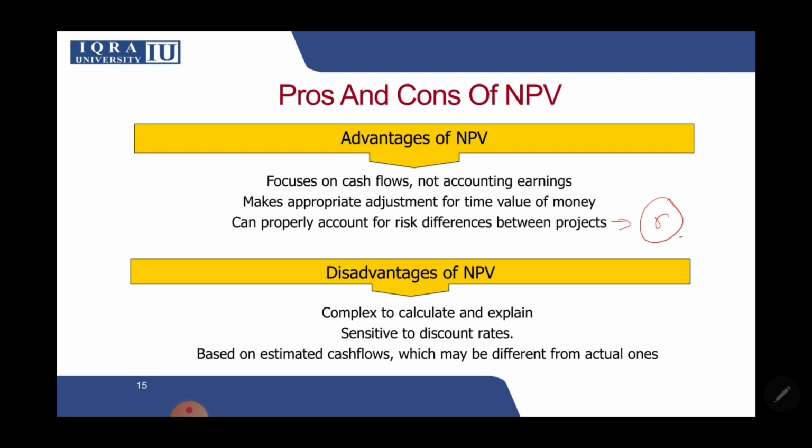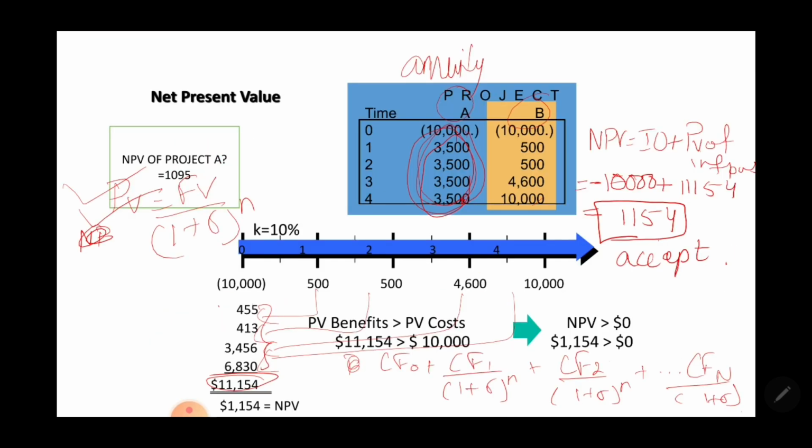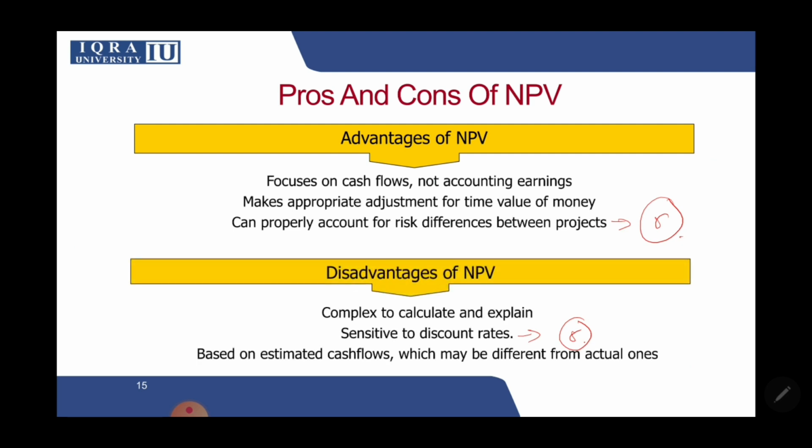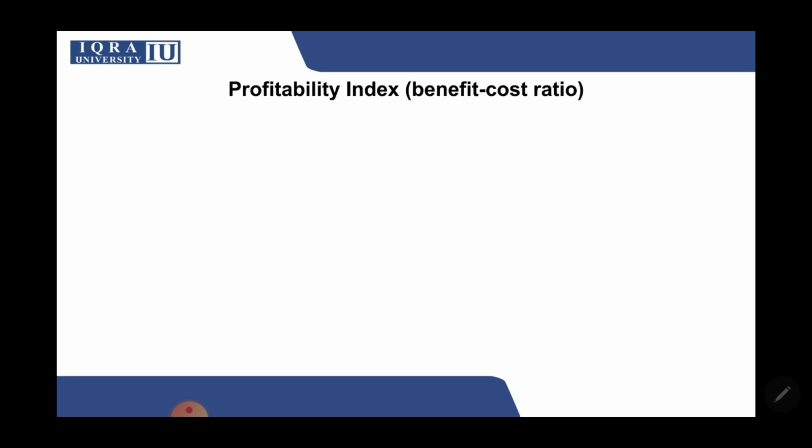So if you get the R incorrect, if you have not measured the risk properly, then your answer will be wrong. It is based on estimated cash flows, which may be different from actual ones. So your whole estimation basically depends upon these cash flows. You do not know them for sure. These are forecasted cash flows. You don't know whether this project will bring these same cash flows in years 1, 2, 3, 4. So if you get these projections wrong, your whole decision will become wrong. Okay, so I'm going to do this in the next video.